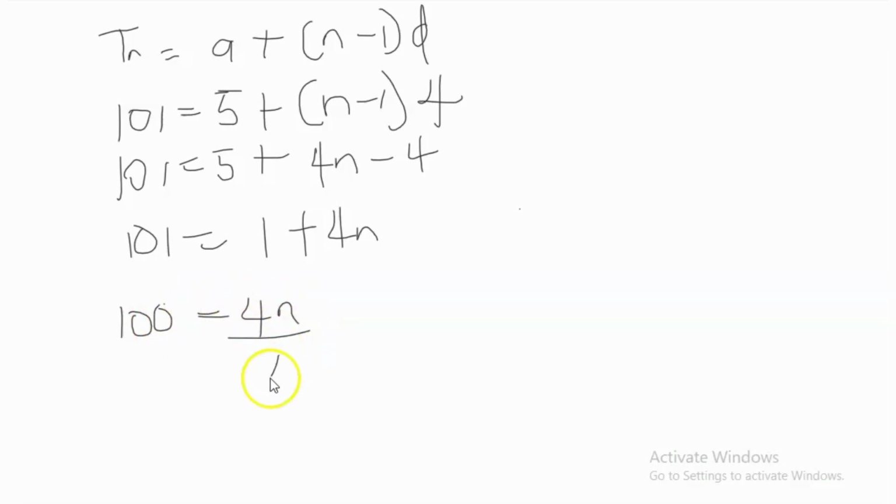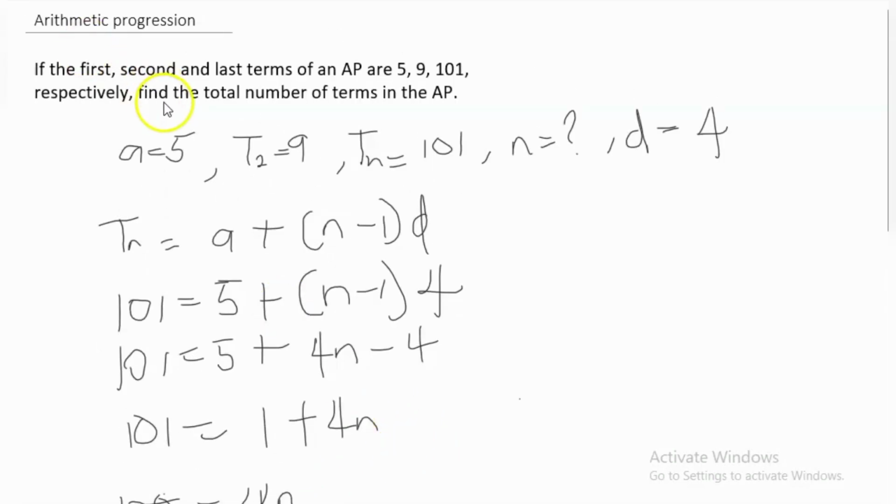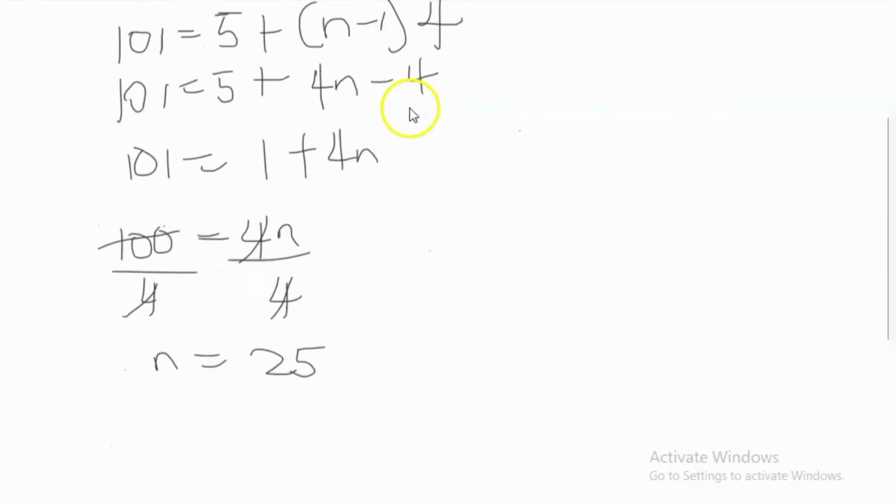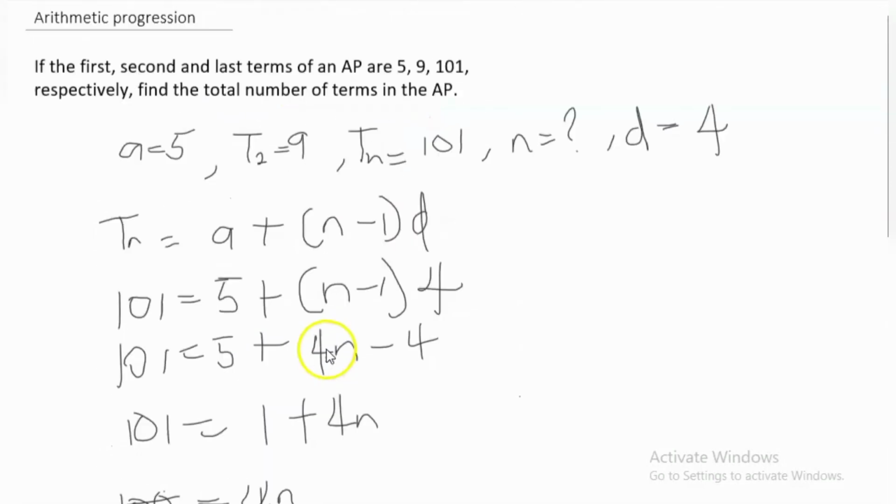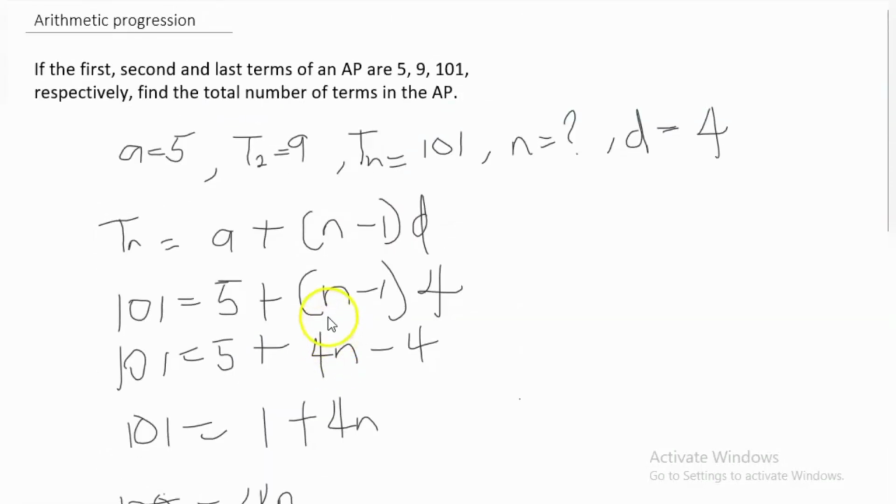To get n, we divide both sides by 4, as simple as that. So 4 would cancel this, and 4 can go into 100 25 times. So n is going to be equal to 25. The question says find the total number of terms in the AP, so the total number of terms in the AP is equal to 25. And that's how you solve a question like this. Alright, so let's go over to the next one.